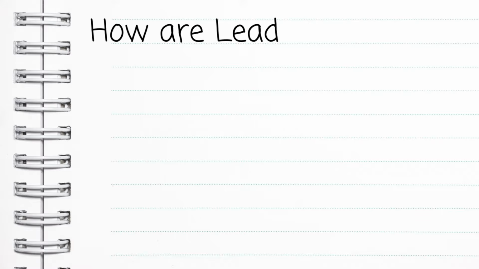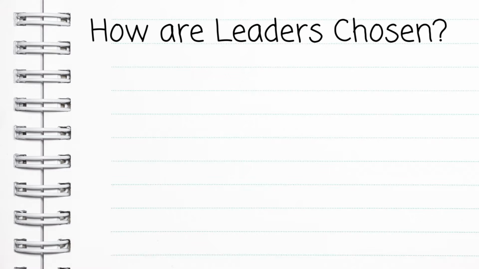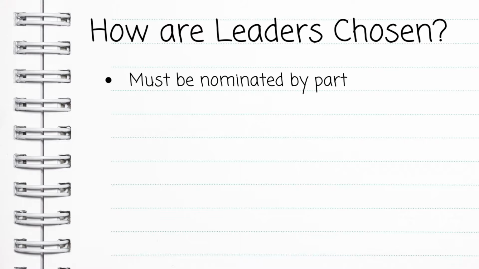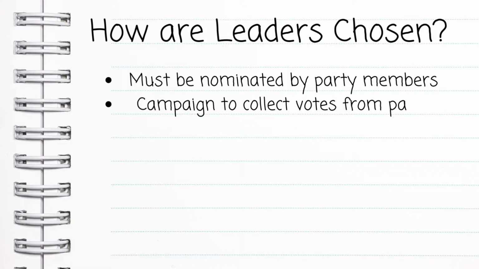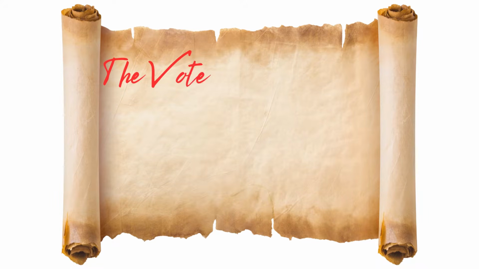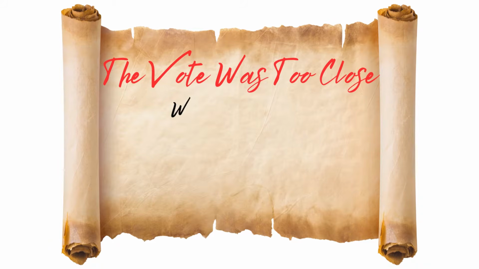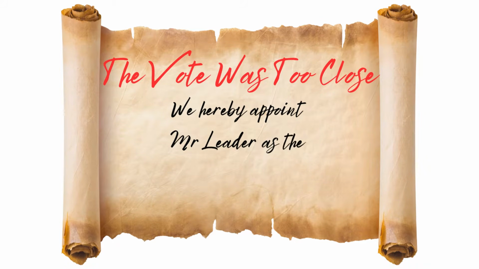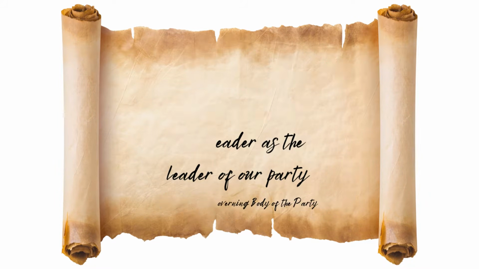Leaders for political parties are chosen in different ways for each party, but the commonalities are that they must be nominated by a certain number of party members. They will have to campaign to collect votes from their party members, and the candidate within that party that receives the most votes will become that party's leader. In some instances, the leader of a party will be appointed by that party's governing body instead of winning votes. This is usually when there is no clear winner in a leadership election within that party.